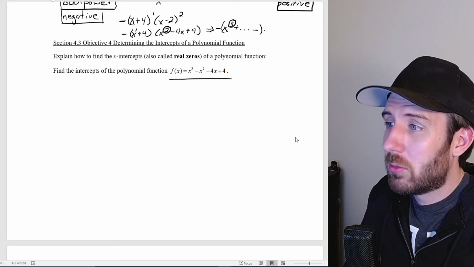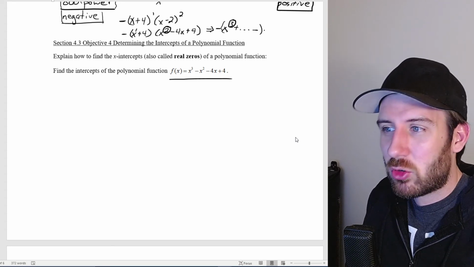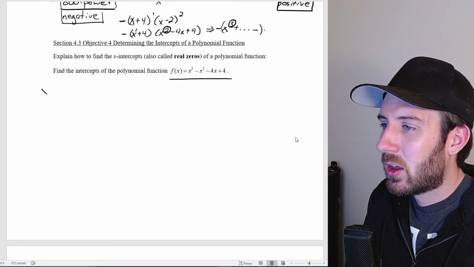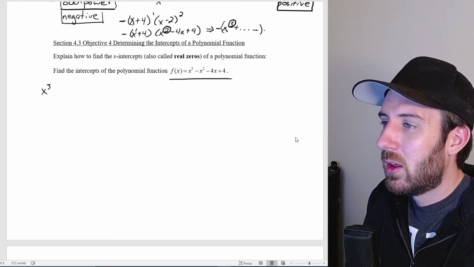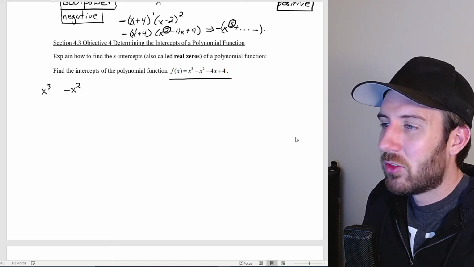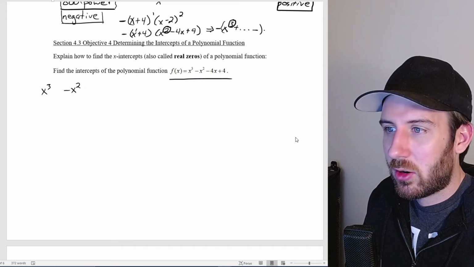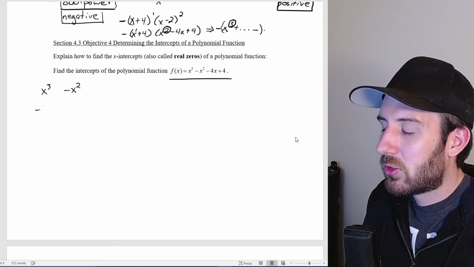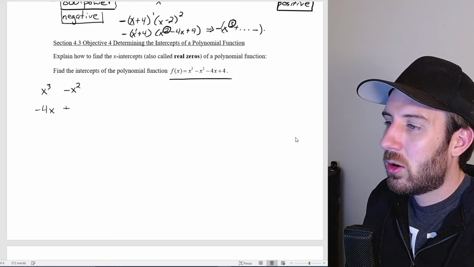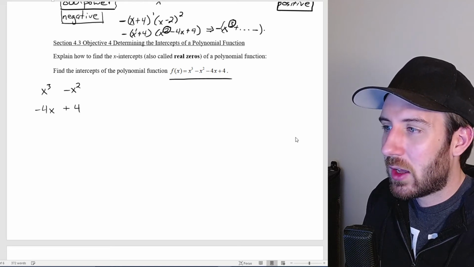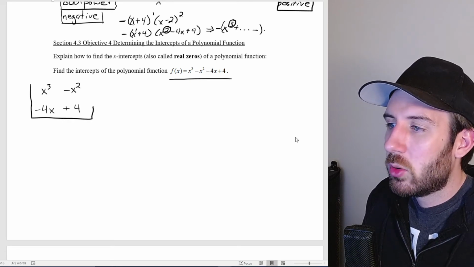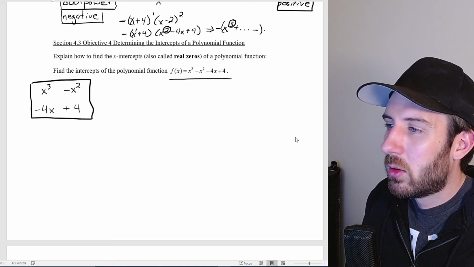One is I could do this in terms of a picture. I could try to look at this and recognize some commonalities. Like, for example, maybe that x cubed and the minus x squared have some commonalities, so I'll put those together. And then the minus 4x and the plus 4 seem to have some commonalities. I'll put those together, and I could put all this into my rectangle diagram.